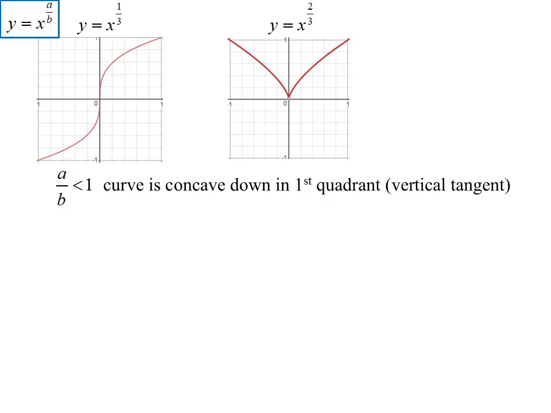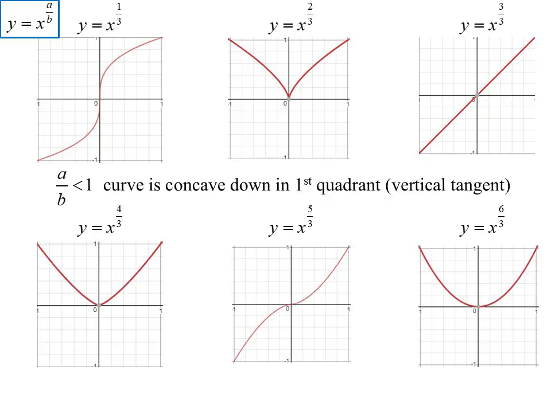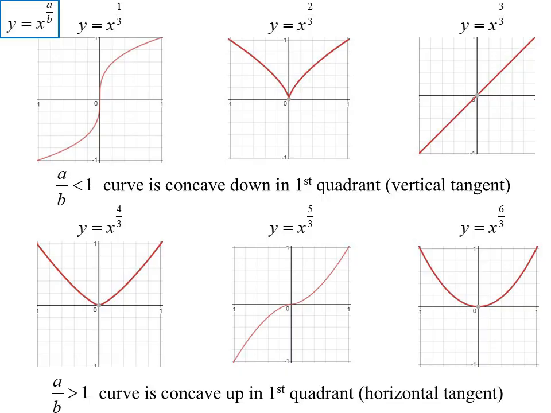We'll always get a concave down curve in that first quadrant if the power is less than 1. That will always happen. 3 on 3 is obviously our straight line. But let's have a look at the comparison now when we start getting the powers that are bigger than 1 and the concavity flips. In the first quadrant, it's now concave up. Each of those are concave up, and the tangent now is a horizontal tangent rather than a vertical tangent.